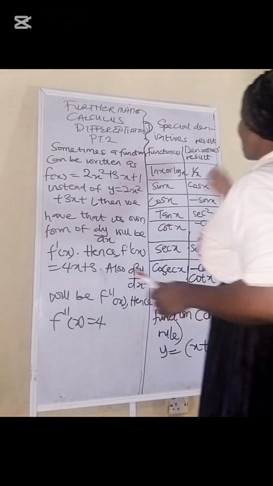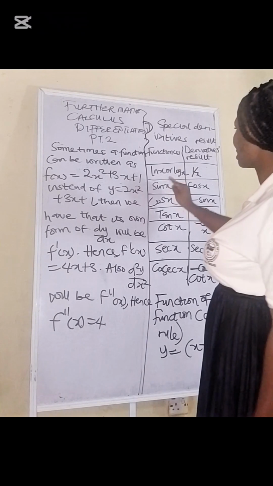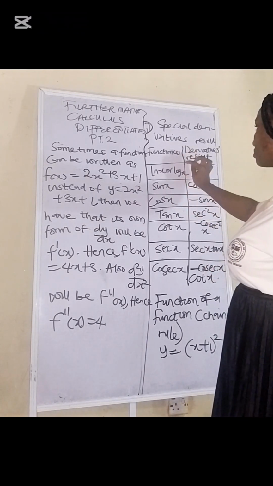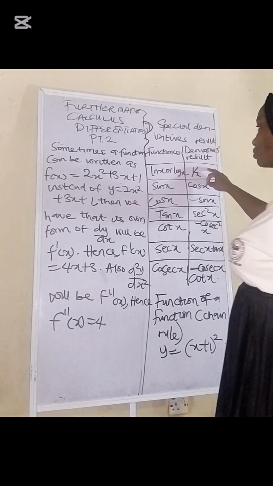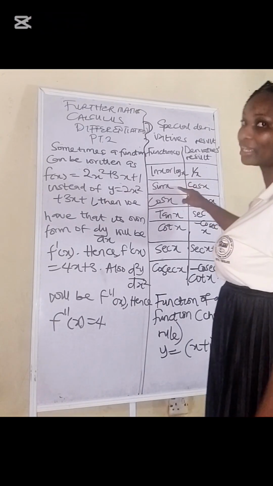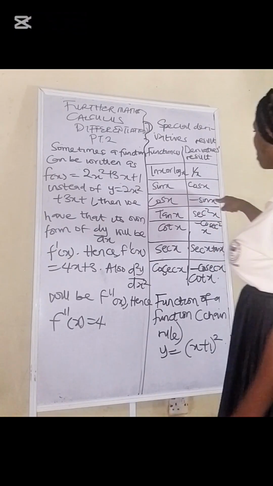Now special derivative results. We have functions, we have derivative results. Whenever you see ln x or log x, the differentiation of this one will be 1 over x. If you differentiate sin x, you will get cos x. If you differentiate cos x, it will be minus sin x.